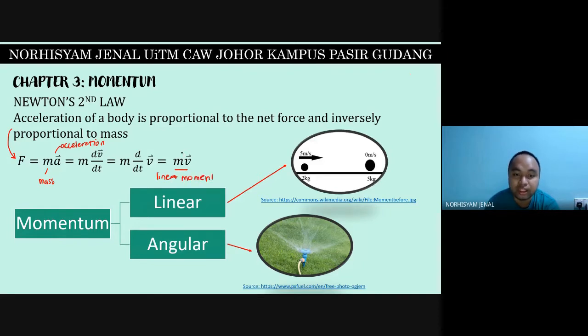Momentum can be divided into two. One is linear, another one is angular. Linear means that the movement is in a straight line, either horizontal or vertical. However, angular is when you have a spinning, for example, when you water the grass using a system with an angular condition.